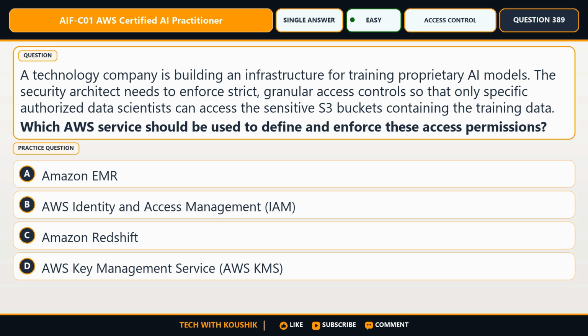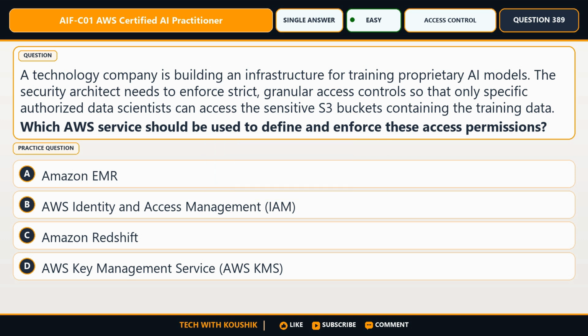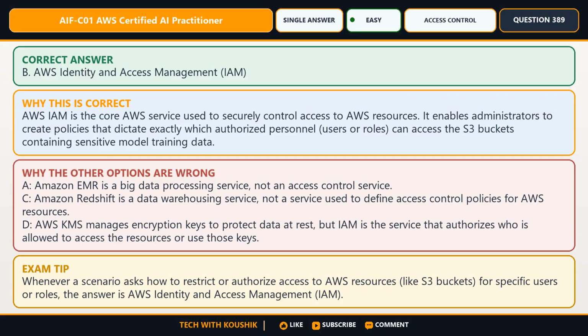Review the options. Option A, Amazon EMR. Option B, AWS Identity and Access Management, IAM. Option C, Amazon Redshift. Option D, AWS Key Management Service, AWS KMS. The option that satisfies the complete requirement is B, AWS Identity and Access Management, IAM. Here is the reasoning that confirms the answer. AWS IAM is the core AWS service used to securely control access to AWS resources. It enables administrators to create policies that dictate exactly which authorized personnel, users or roles can access the S3 buckets containing sensitive model training data.